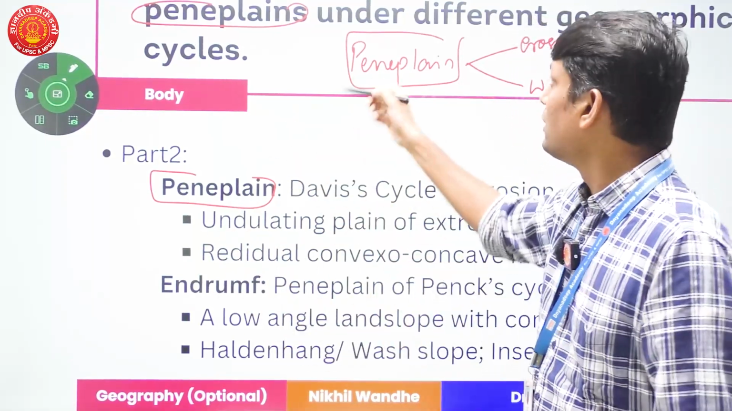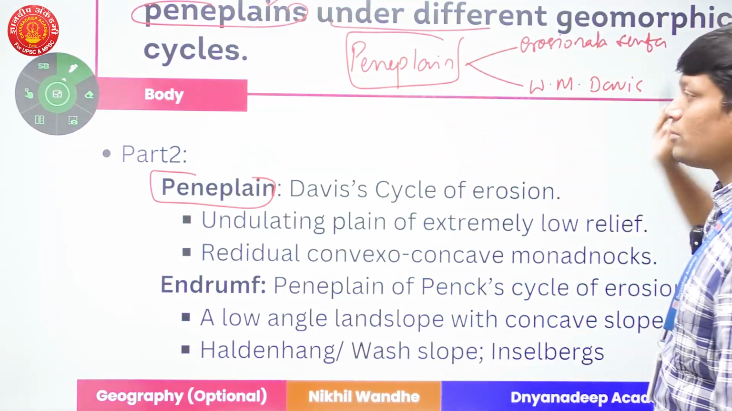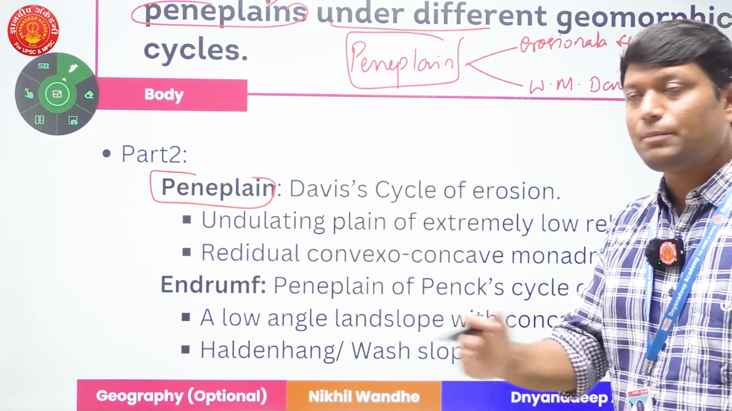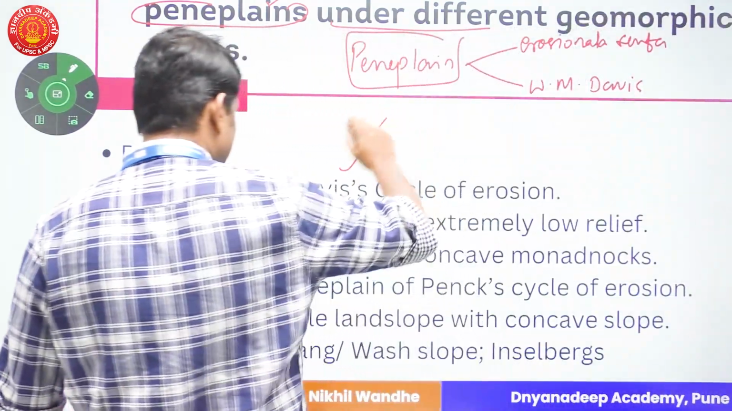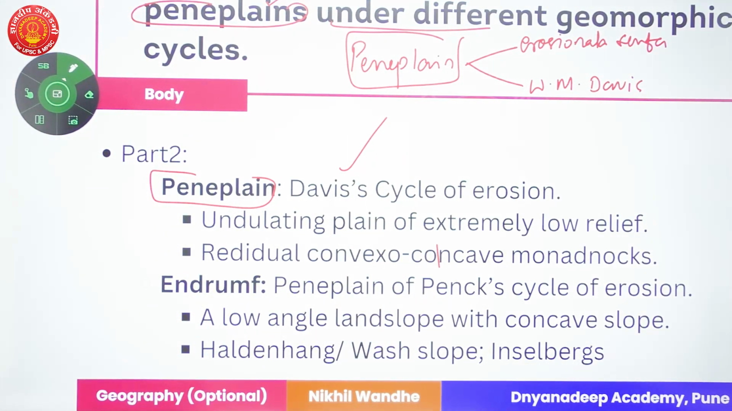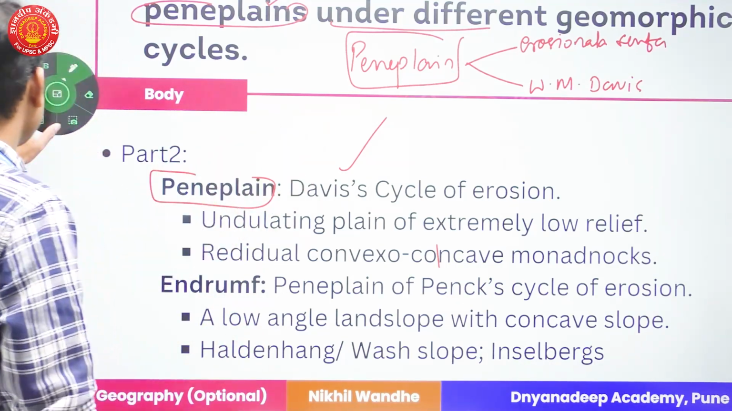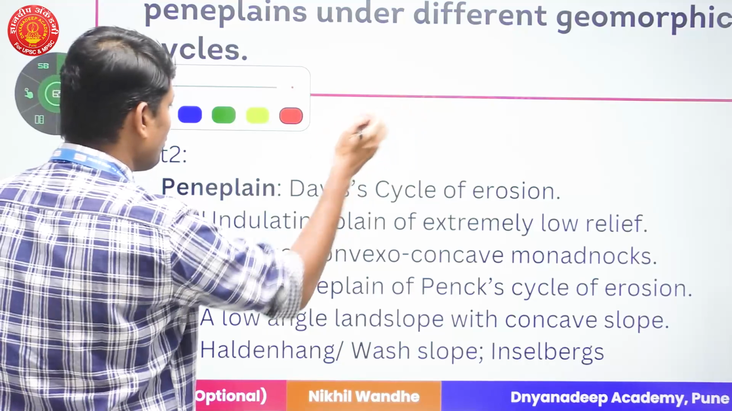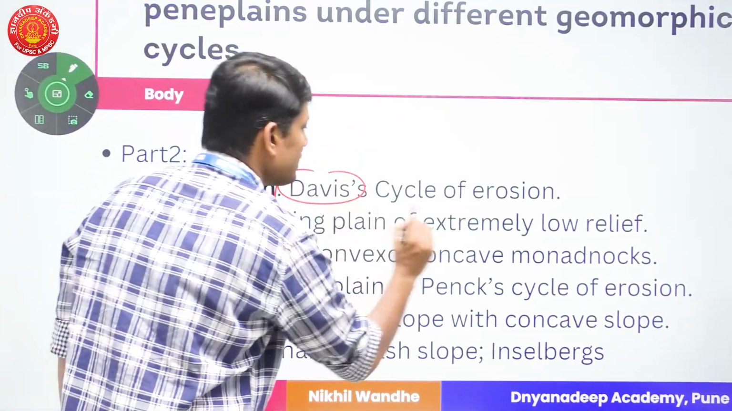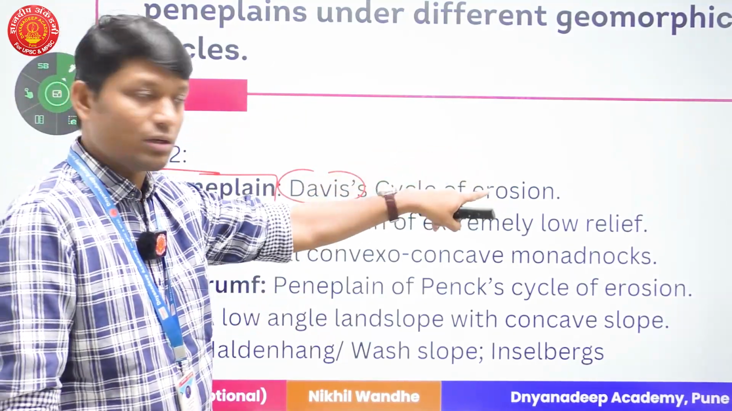As the question is saying, what are the various landscape features formed with peneplains under different geomorphic cycles? There are multiple geomorphic cycles given by, let us say, Davis, and there is the cycle of Penck, and so on and so forth. In different geomorphic cycles, we have a different peneplain. So when we use the word peneplain, there can be two meanings. Now here I am saying peneplain, which is an erosional surface from Davis's cycle of erosion. Clear?